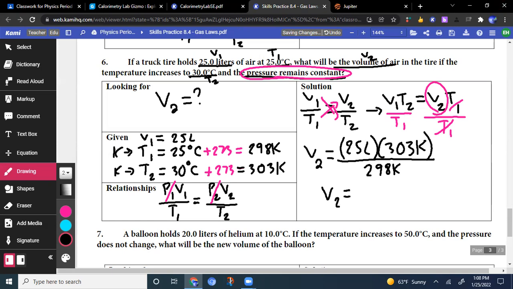We're going to go 25 times 303 and divide that by 298. And the volume, so 25 times 303 is 7,575, divide that by 298. And the volume increased to 25.4. So it didn't go up very much, and that makes sense because the temperature didn't go up very much. Okay. But it's still a small volume increase to account for a small temperature increase.